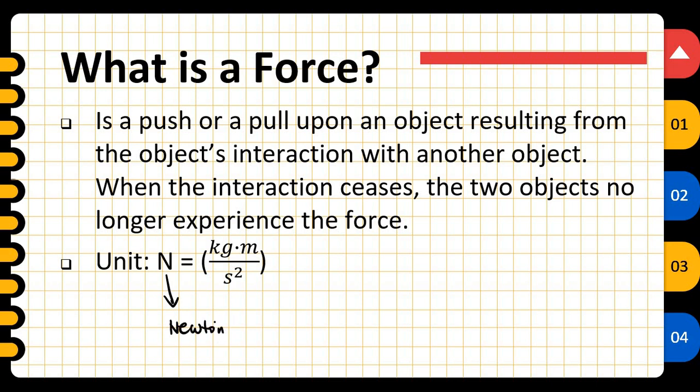As you can remember, a derived unit is a combination of fundamental units. So these are the fundamental units that we have for Newton. That's kilogram meter per second squared.